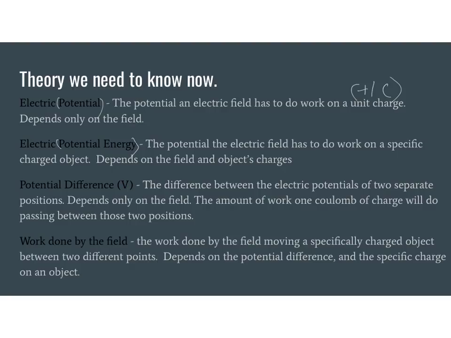Okay, the difference, which we know as the voltage, is the difference between two places in a field, or in this chapter, two places in a conductor, and the amount of work 1 Coulomb of charge, once again, this unit charge, would do passing between these two positions. And the work done by the field depends on the potential difference and the specific charge on the object. So be very familiar with the difference between these, because when you're reading, it's quite often to interchange the meanings of these, and you can get quite confused.